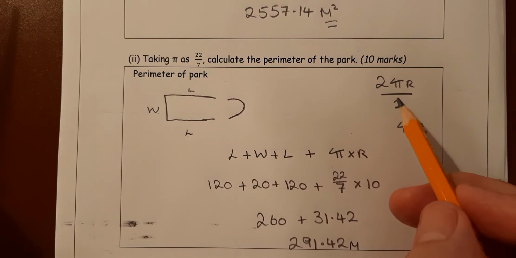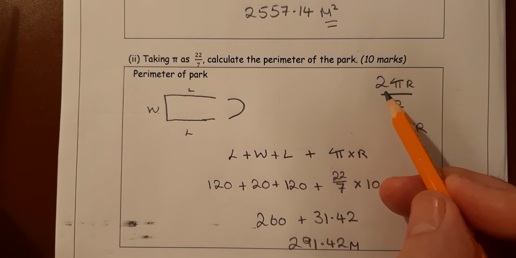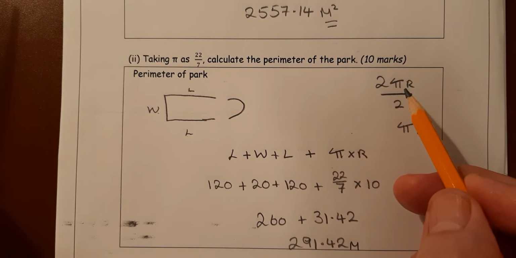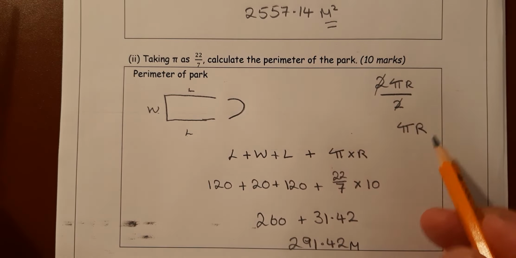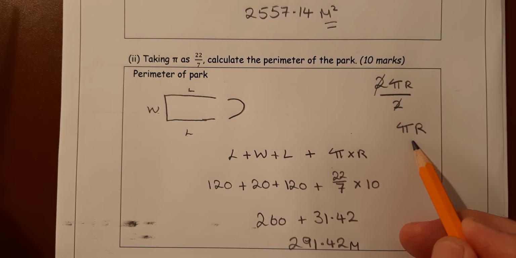The formula for the circumference of a circle is 2 pi r. We want half of this, so we divide it by 2. So when we divide it by 2, pi r is what we're looking for here.